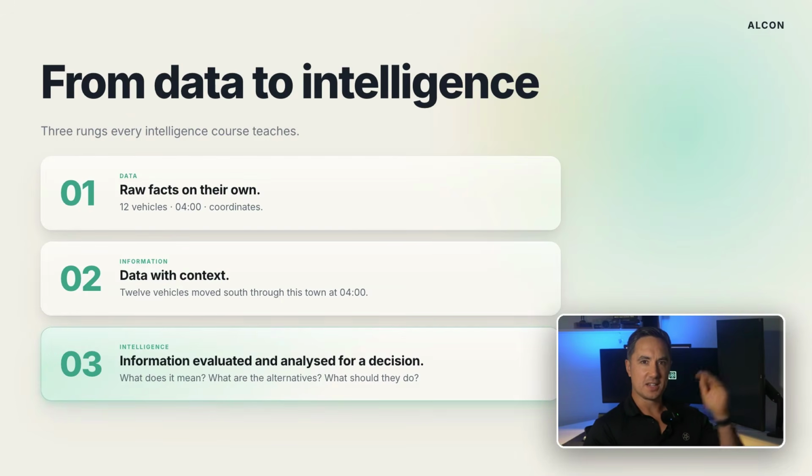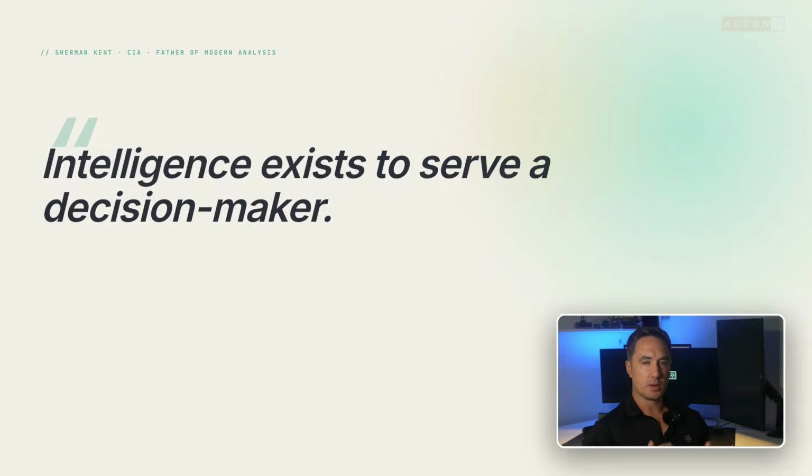The top rung is intelligence, and intelligence is a different beast. Intelligence is information that has been evaluated and analyzed to answer a specific question for a specific person who has to make a specific decision. Think about that carefully. Evaluated. Somebody has weighed the source, analyzed, somebody has asked what it means and what else could explain it. A specific question, not a feed dump, and a decision. This is the one most people forget, okay?